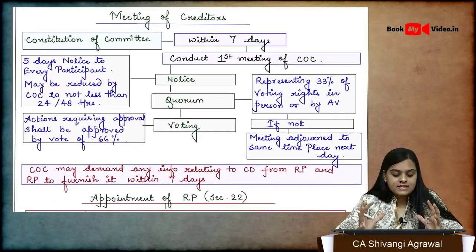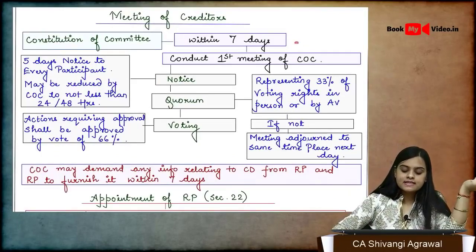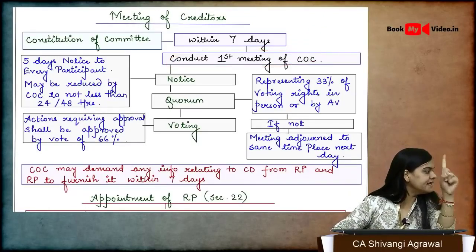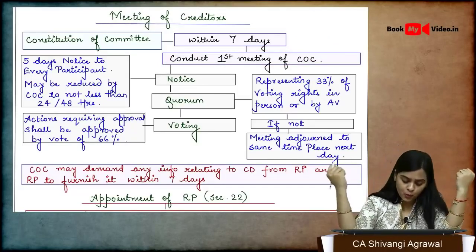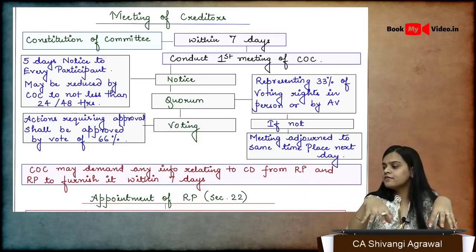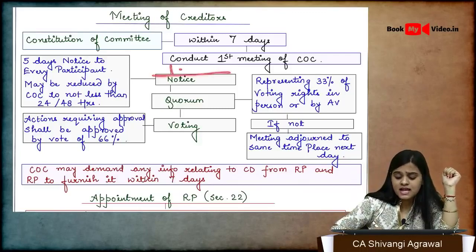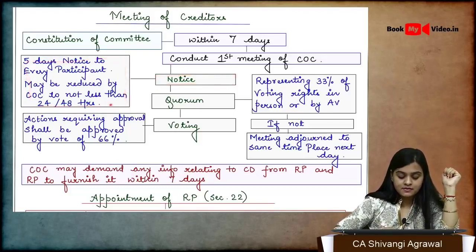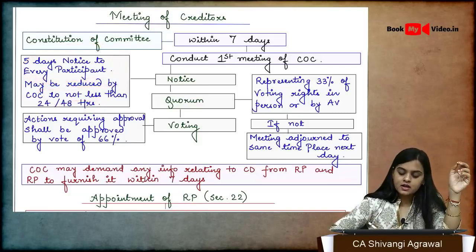Now, once the committee of creditors has been constituted, within 7 days you have to conduct the first meeting of COC. Just like we have read about general meetings of shareholders or the board meetings, like that we also have the meetings of the committee of creditors, wherein a notice has to be sent. 5 days notice to every participant. It may be reduced by COC to not less than 24 or 48 hours.